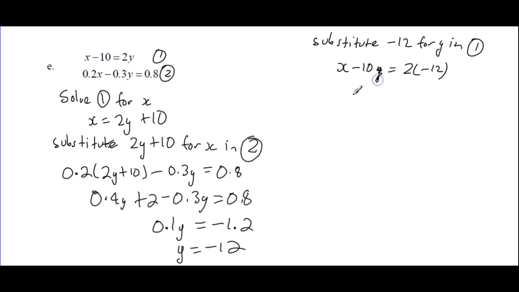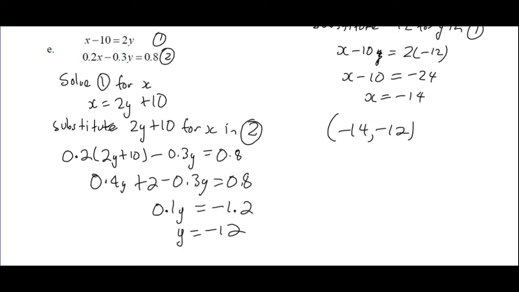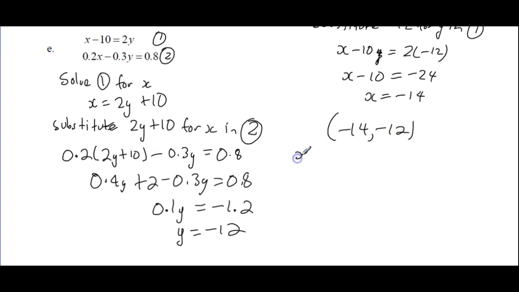Oops, no, there's no y there, that's just x minus 10. So x minus 10 is equal to negative 24. Add 10 to both sides. x is negative 14. And we have negative 14, negative 12 as the solution for your consideration. So x minus 10 equals 2y. Negative 14 minus 10 equals, put a question mark over there, right? We don't know that this is true. Negative 24 equals negative 24. Okay, it is true.